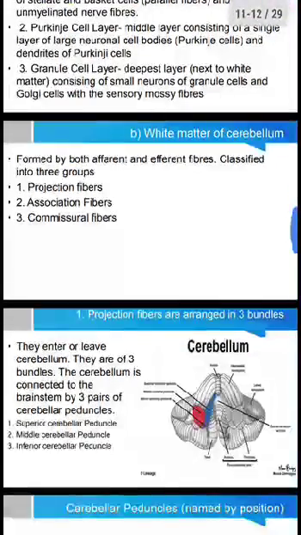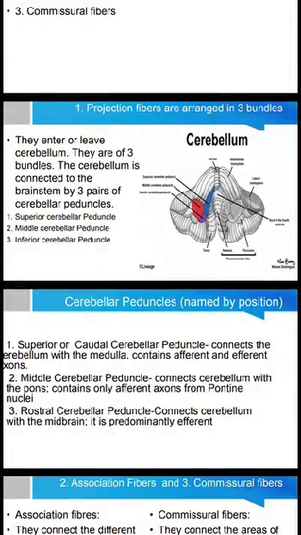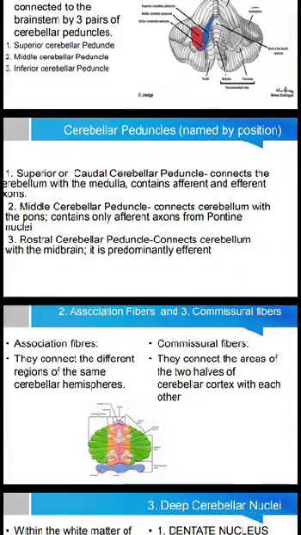Then coming to the second one, the white matter of the cerebellum. It is formed by both afferent and efferent fibers. They are classified into three groups: projection fibers, association fibers and commissural fibers. The projection fibers are arranged in three bundles. They are connected to the brainstem by three pairs of cerebellar peduncles: superior, middle and inferior.